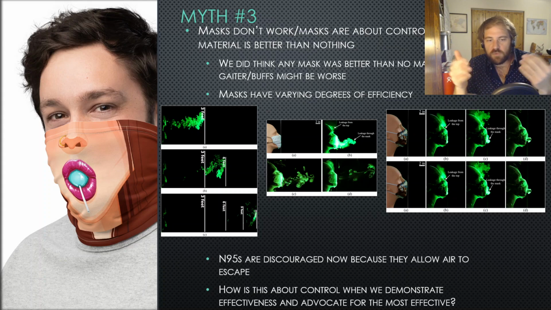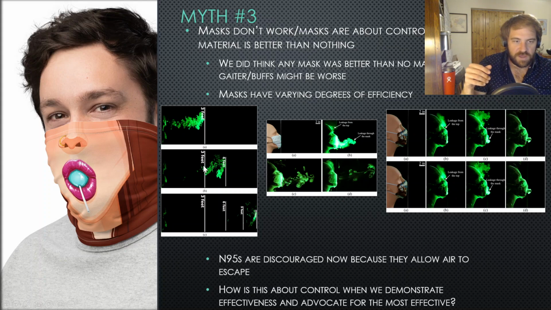And of course, different ones have different degrees of efficiency. So this here in the middle that I'm showing you with this green vapor is no mask. This is when you put a t-shirt over your face. It still gets out about 6 to 12 feet. Sorry, this is about 6 to 12 feet over here with no mask. This is quite a ways.